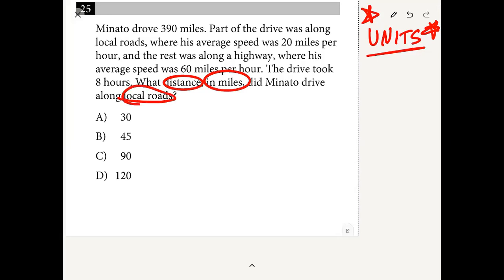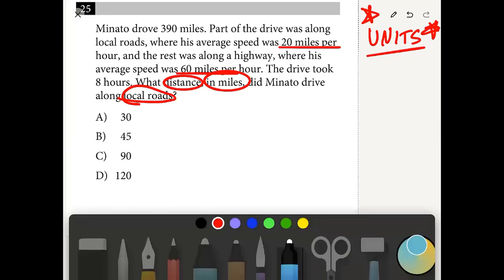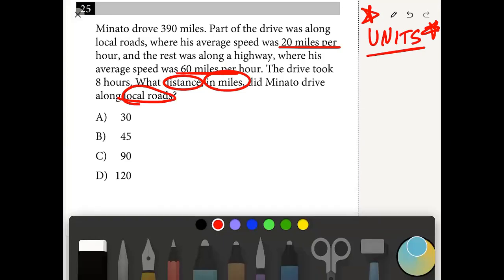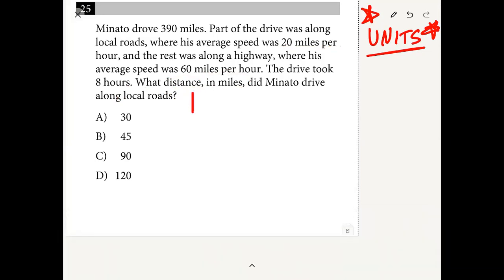Now, the very first thing that you guys should know about this is when you see words like 20 miles per hour and 60 miles per hour, that indicates rate, usually indicates linear equations. And that's what we're dealing with here. So I am going to erase some of this stuff because I want to start from scratch. So here, first thing, I'm going to define my variables.